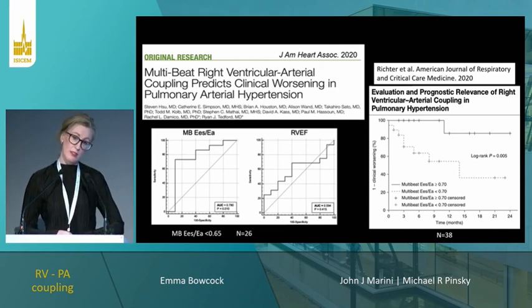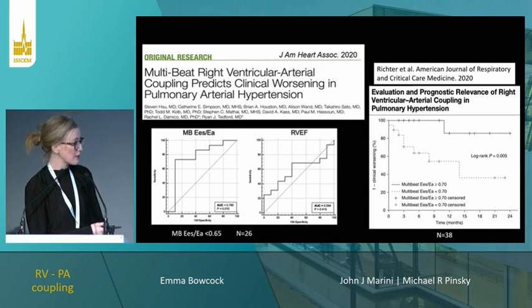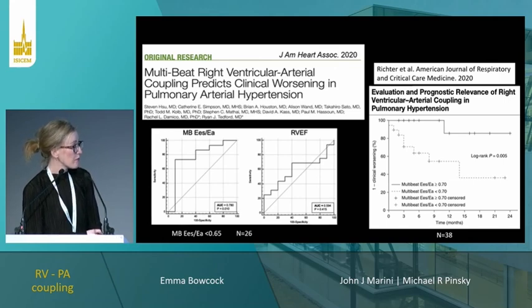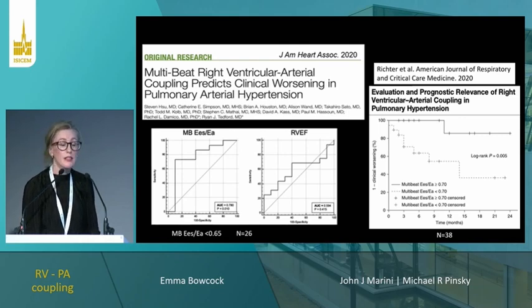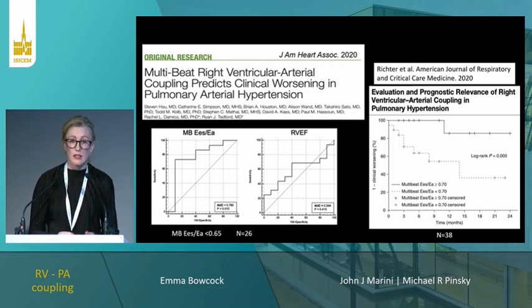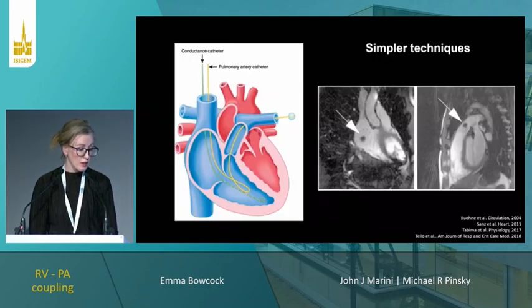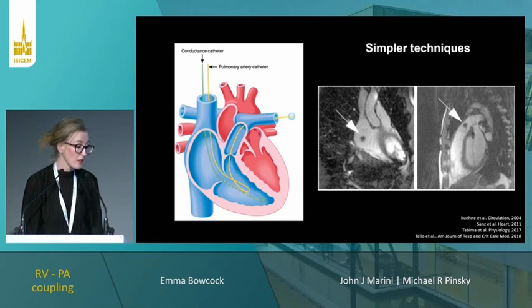It's relatively small studies. There are 26 patients in the study by Stephen Chu, with a cutoff value of less than 0.65 for this multi-beat Ees to Ea ratio predicting clinical worsening. And in a study by Richter et al., 38 patients, again, similar cutoff values, 0.6 to 0.7, showing that these metrics really do have prognostic significance in patients with pulmonary hypertension.